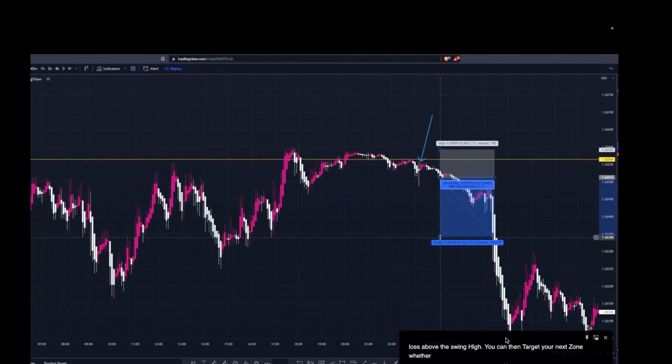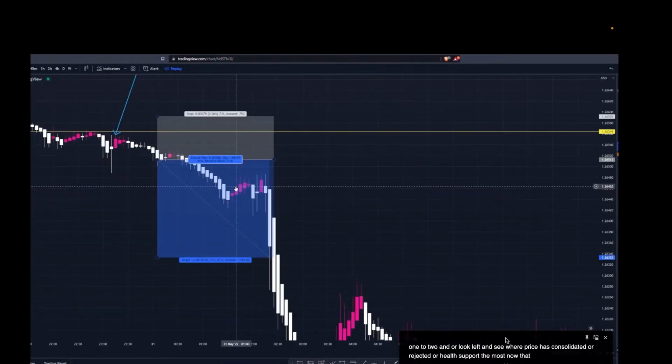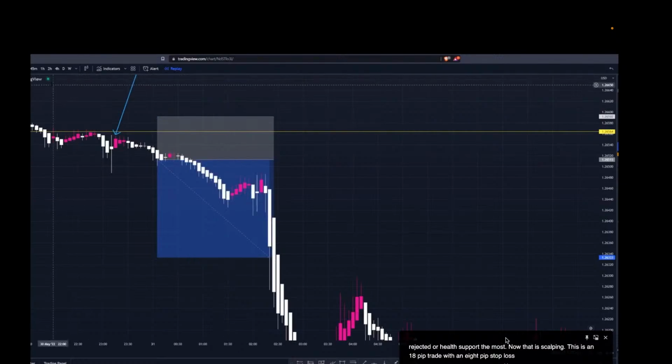Whether you're going for a 1 to 2 risk to reward or whether you're targeting the next support and resistance, it's easiest to stay with a 1 to 2 and or look left and see where price has consolidated or rejected or held support the most. Now that is scalping. This is an 18 pip trade with an 8 pip stop loss on a 5-minute time frame.